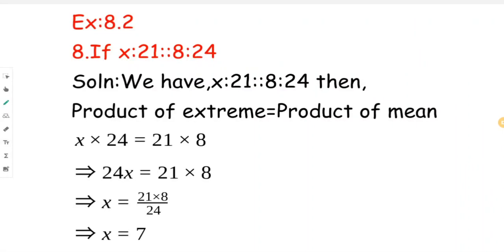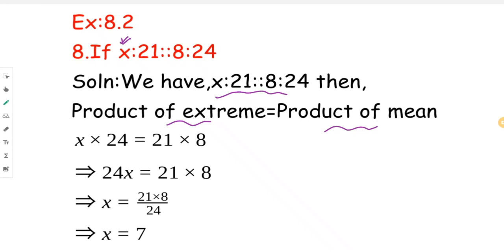Continuing with 8.2 question number 8. So you can see here, x is to 21 equals 8 is to 24. Remember, they're asking us to find the value of this x. So I can write this like this, right? And we'll be using the formula: product of extremes equals product of means.